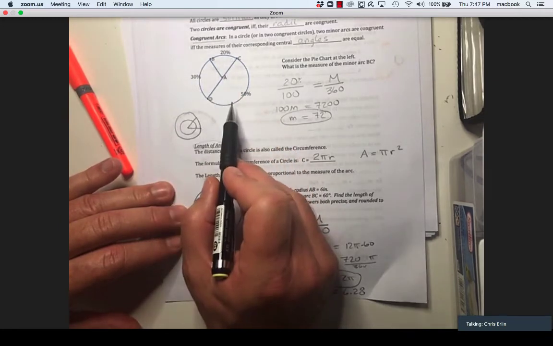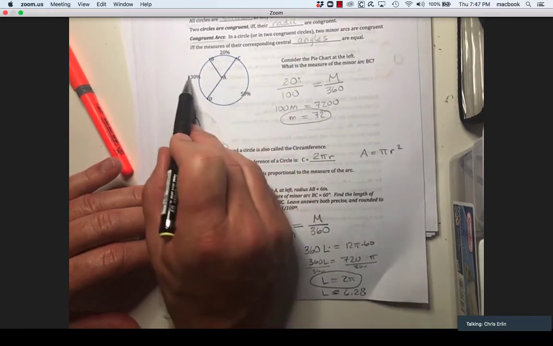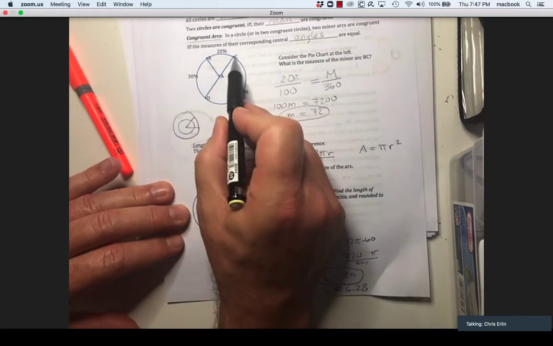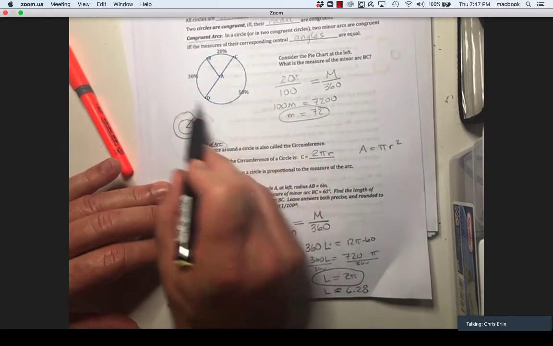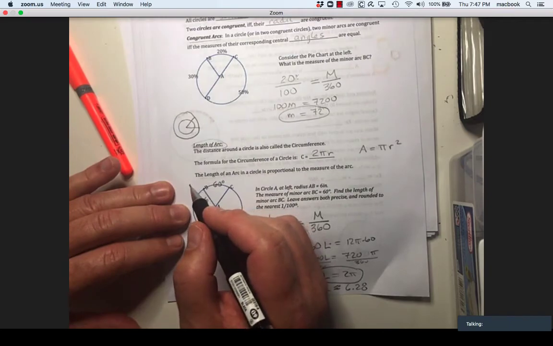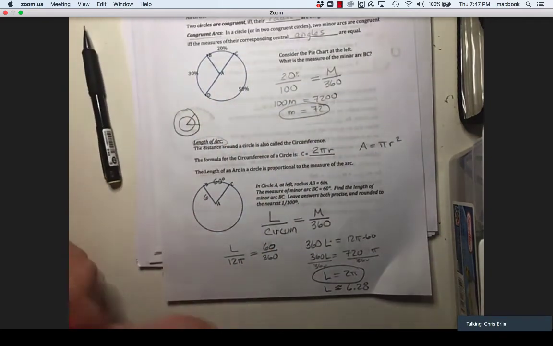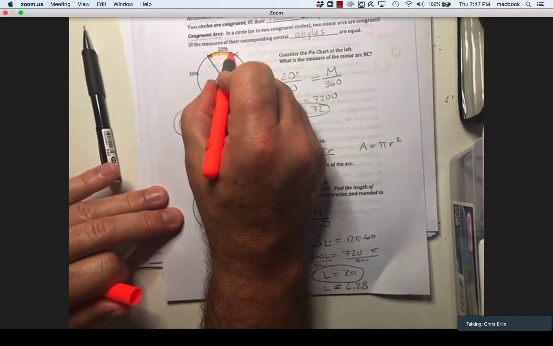This is a pie chart. So instead of having degrees up here, I've got percentages. This is 20%, this is 30%, this is 50%, adding up to 100 as pie charts normally do. The question is, what's the measure of the minor arc BC? You want to find the degrees that make it up.